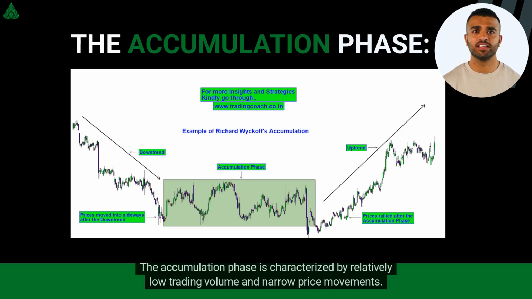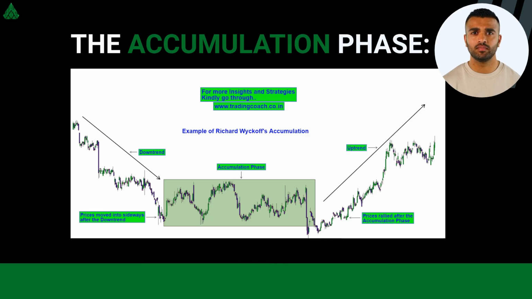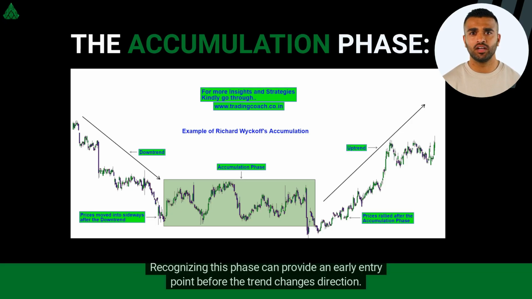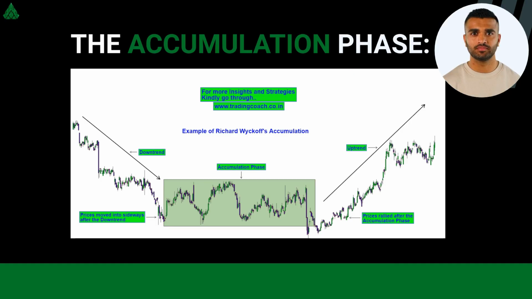The accumulation phase is characterized by relatively low trading volume and narrow price movements. This phase represents a period of quiet buying by large investors who believe the market has reached a bottom. Prices are typically range-bound, moving sideways as buying pressure starts to outweigh selling pressure. Recognizing this phase can provide an early entry point before the trend changes direction. To understand the key characteristics of it is really important, so I suggest you take notes.